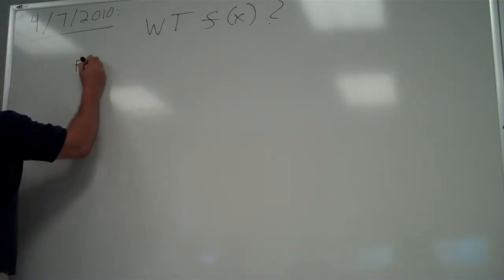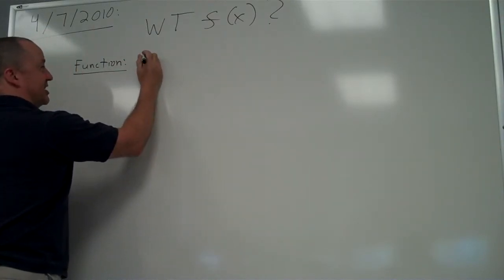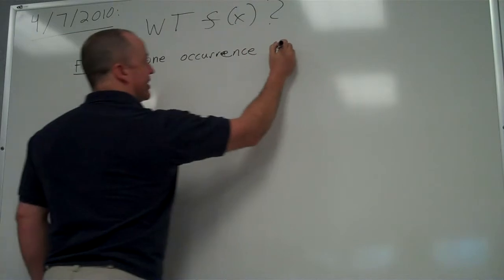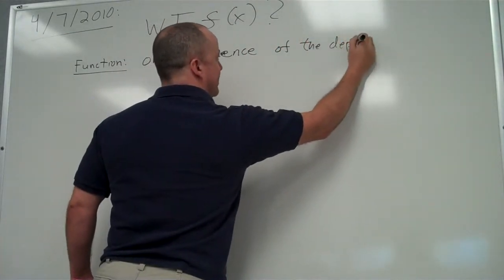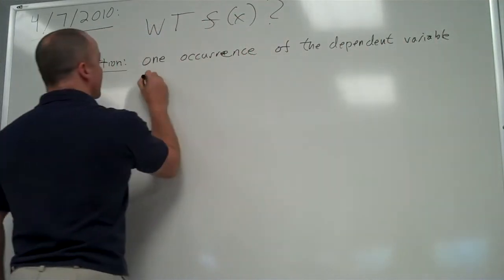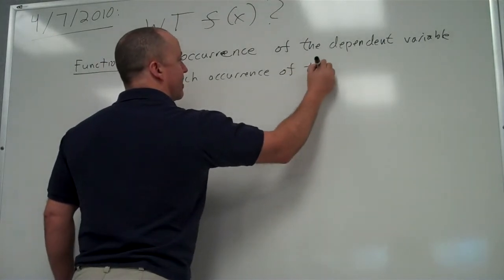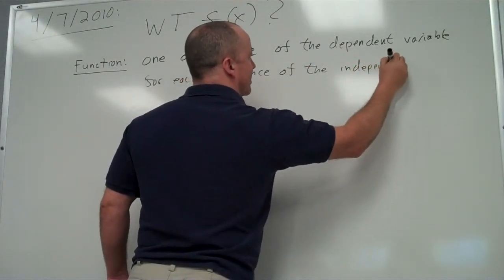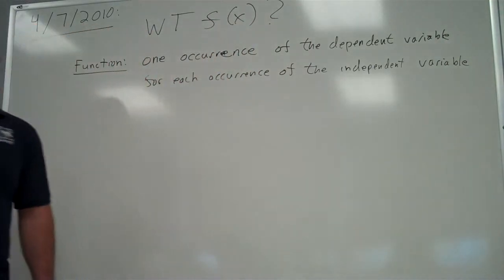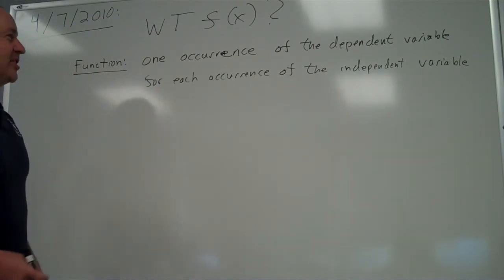And he decided that a function should mean, this is exactly what it means, this will be the most confusing definition, one occurrence of the dependent variable for each occurrence of the independent variable. I'm sure this is the point where you all are going, oh my god, now suddenly it's all so clear. Yes. One occurrence of the dependent variable for each occurrence of the independent variable.